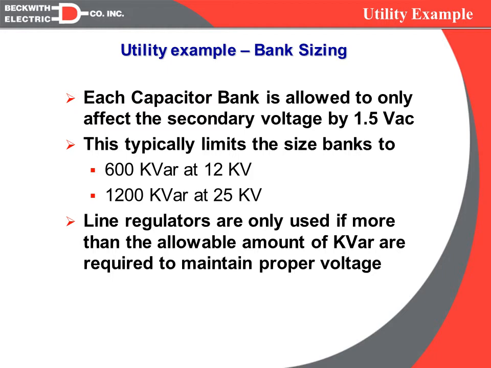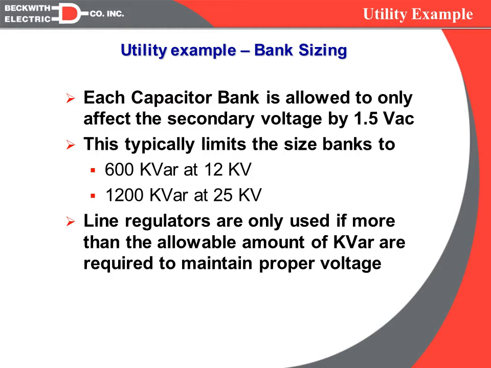With that in mind and doing the calculations, it turns out that for them, they have 2 operating voltages, 12 kV and 25 kV. For the 12 kV, they're going to fix their bank sizes for switched banks to be 600 kVAR, and for 25 kV, 1200 kVAR. So 12 kV will be 600 kVAR banks, 25 kV will be 1200 kVAR banks. Fixed banks may be larger for these voltage levels, but for the switched banks, that's the way we're going to do it.